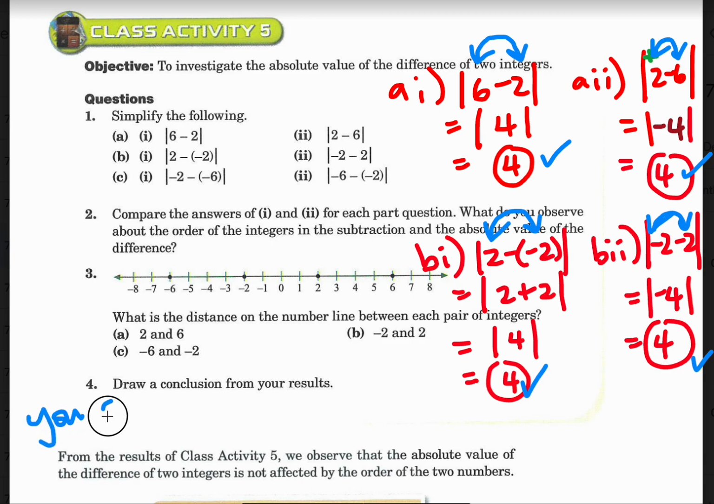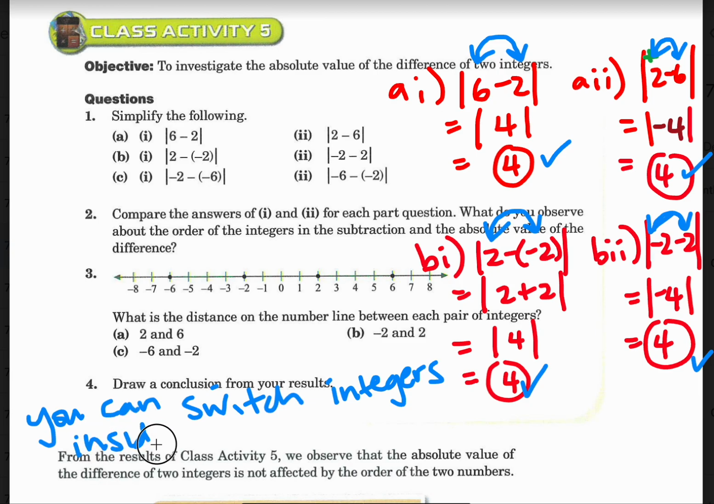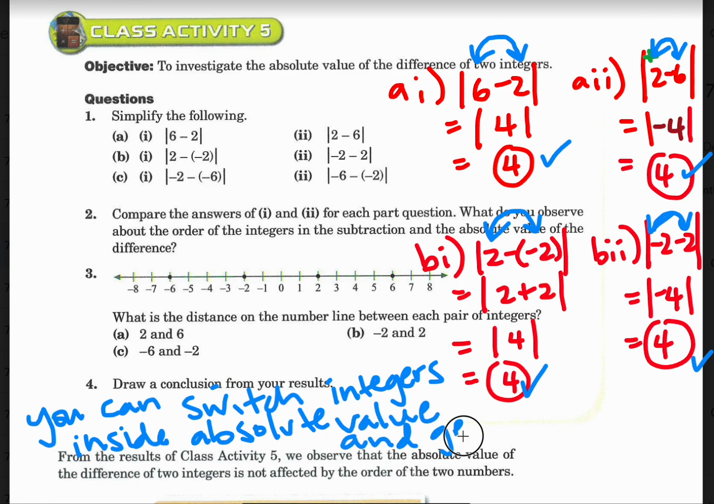So they basically said you can switch integers inside the absolute value, and you'll still get the same answer. Those were both subtraction, difference.